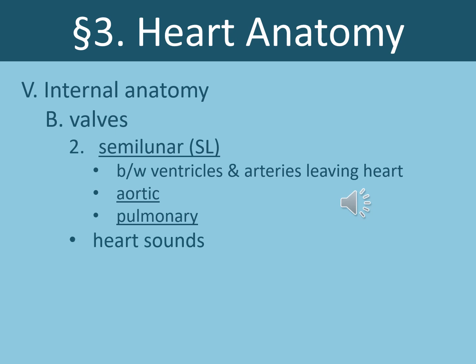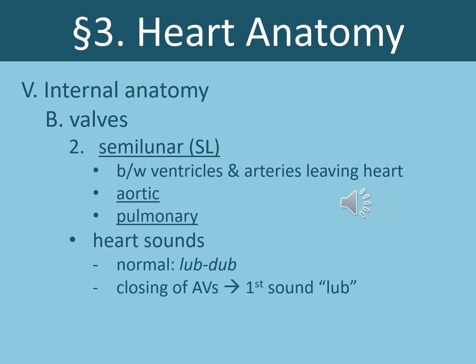The sounds of the heart are produced by the closing of the various valves. The verbal representation we use for the sound of the heart is lub-dub, lub-dub. The closing of the atrioventricular valves is the first sound, represented by lub. And the closing of the semilunar valves is the second sound, the dub. That means that the atrioventricular valves both close in unison, which is offset from the semilunar valves, and the semilunar valves both close together in unison. Let's listen to the sound of the heart.